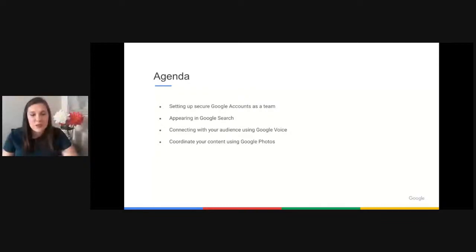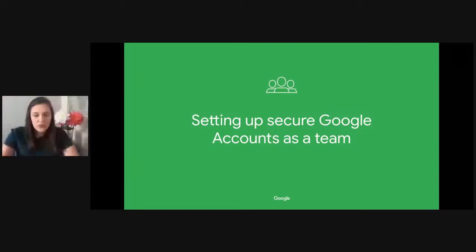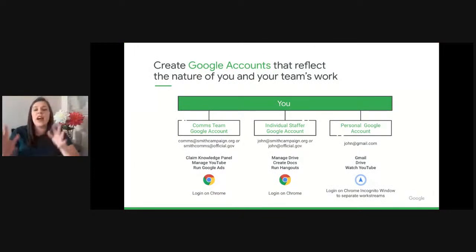So let's jump in. First, setting up a Google account as a team. This is something that I talk about at the top of every single presentation because it's just that important. So we really want to make sure that you have a Google account that really reflects the nature of your work. So you see three different buckets here. The first bucket is your general comms team account. Typically, I'll refer to this as your shared Google account. And really, this is an account that your whole team can access, can manage, and it's something that you share even if you might move on in an office.